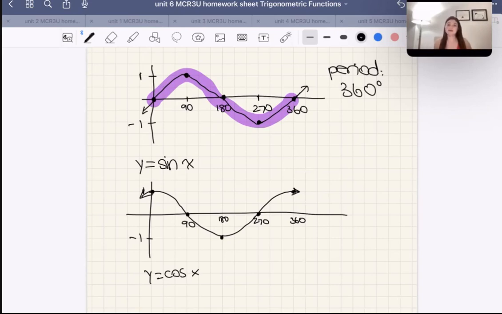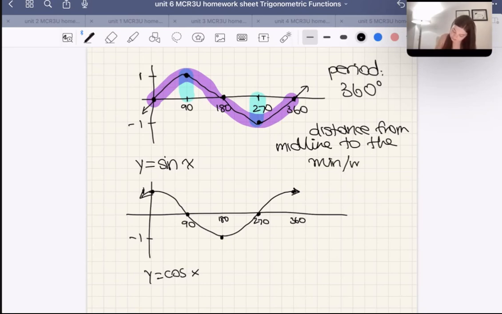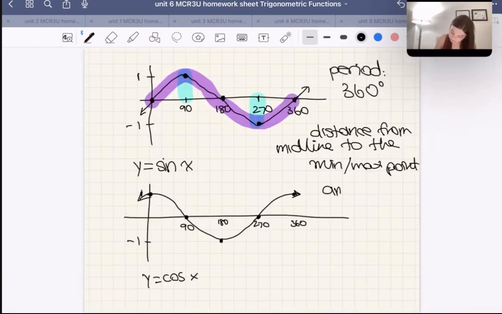The other thing is called the amplitude, which is this distance here. And that's the distance from the midline to the minimum or maximum point. Now, by default, this is going to be 1. The amplitude in this situation is equal to 1, and that's the default, right? The default is this is going to be 1, and this is going to be 1 as well. Now, of course, we can transform it to make it so that it isn't 1.